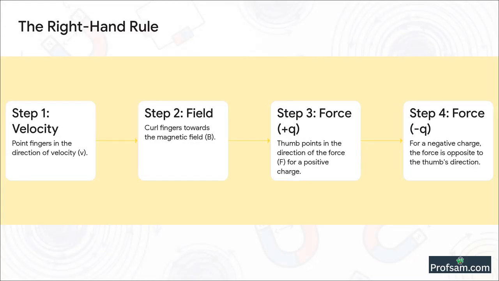So how do we find this strange sideways direction? Simple. We use the right-hand rule. Come on, everyone, take out your right hand. Let's do this together. Point your fingers straight in the direction of the particle's velocity, v. Now from there, curl your fingers towards the direction of the magnetic field, B. See your thumb? Your thumb is now pointing in the direction of the force. But be careful, this rule is for a positive charge. If you have a negative charge, like an electron, you do the exact same thing, but the actual force will be in the direction opposite to your thumb.